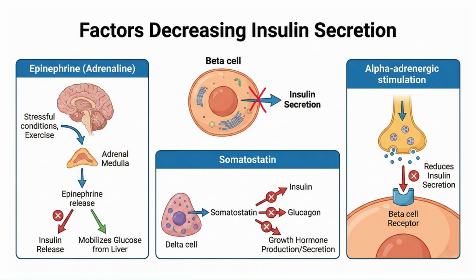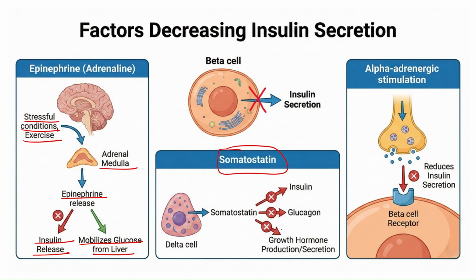So next, going to the factors that are decreasing the insulin secretion. Under stressful conditions or exercise conditions, the adrenal medulla will release epinephrine. This epinephrine will directly inhibit the insulin release. And the additional function is that it mobilizes glucose from the liver. We have already seen epinephrine acts by increasing glycogenolysis in part 1. So glycogenolysis is the breakdown of glycogen into glucose, and the glucose from the liver is mobilized by this epinephrine. So that is one factor that decreases the insulin secretion.